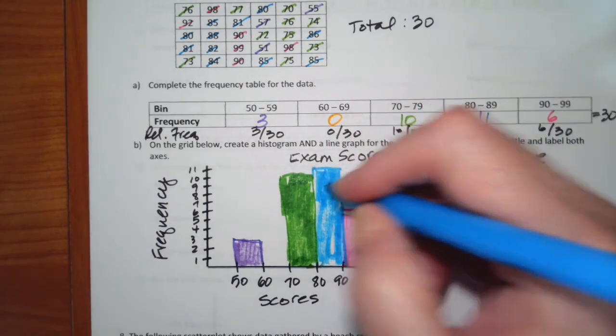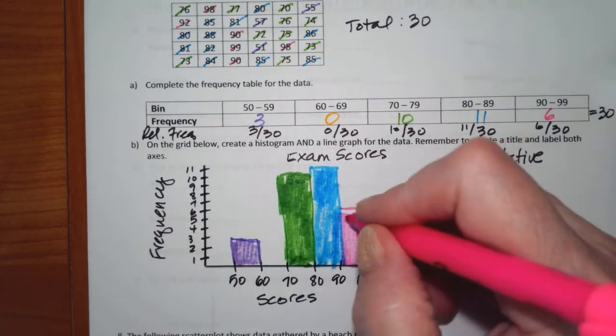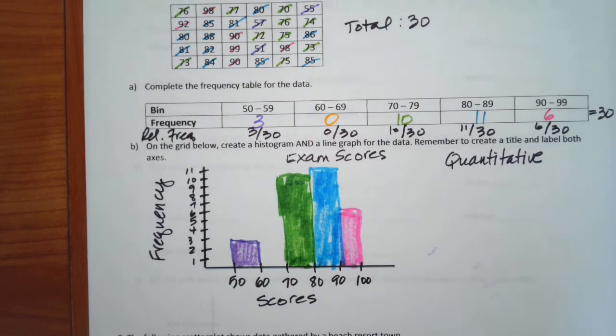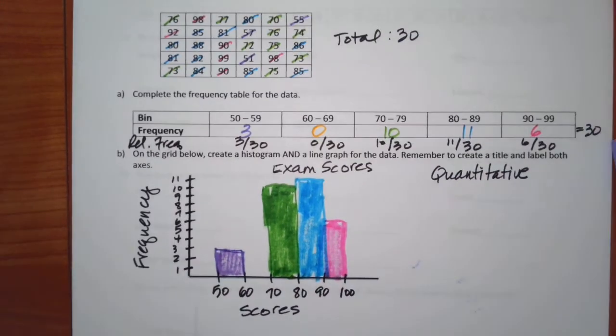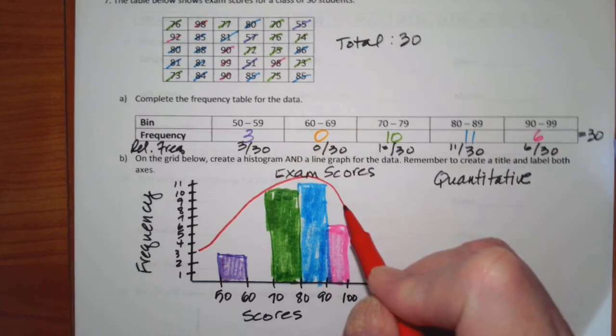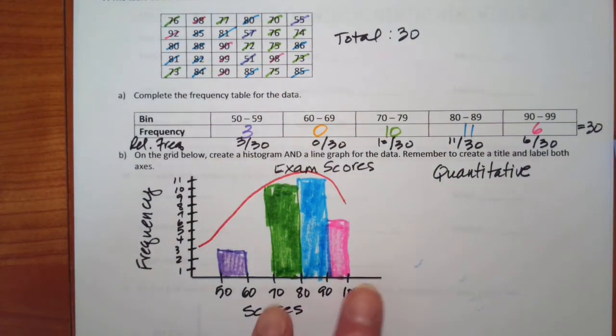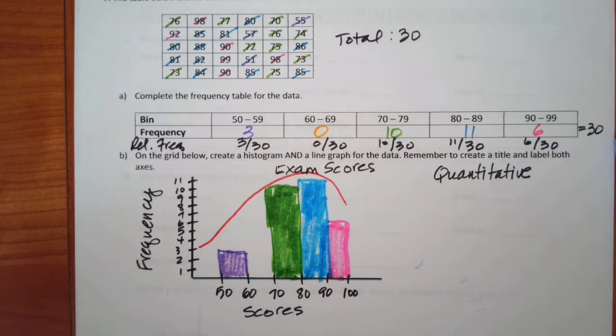All right, so now there are a couple other things that we could do with this if you wanted to. You could talk about symmetry, you could talk about skewedness, you could talk about a lot of different things. So, you know, if there were questions about that, you could see that this was skewed left, because you've got a couple that are outliers here. Most of the data is between 70 and 100.